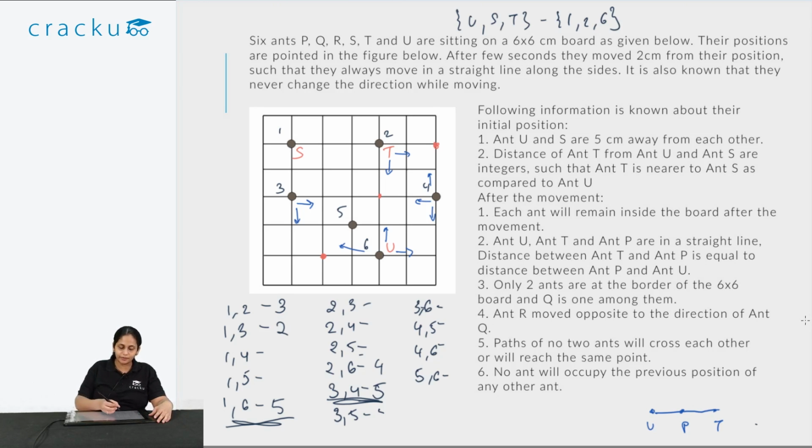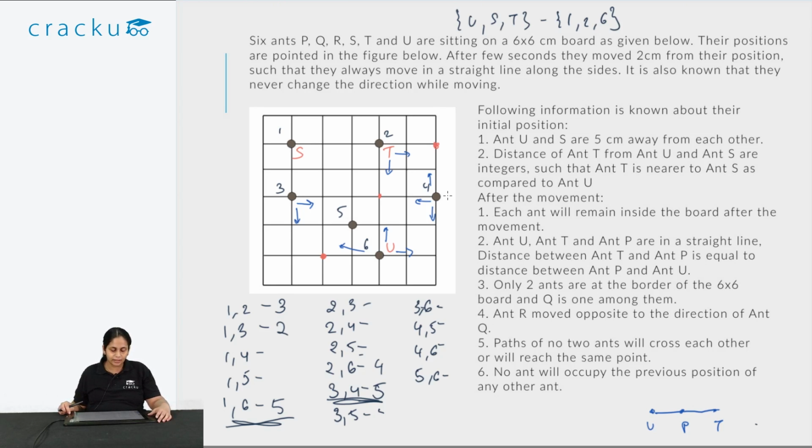this is P. If this is P, then which one would be P, Q, R we have. So we need one of 3 and 5 to be Q, the other will be R. So they have to move in opposite directions. So if 3 moves right, 5 has to move left. If 3 moves down, 5 has to move up. Okay, that is the condition.